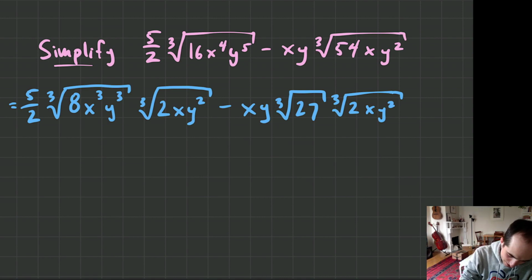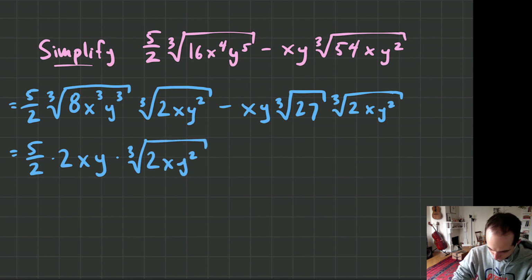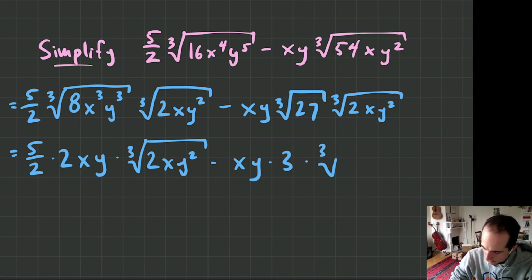Okay, so let's start taking these cube roots. So I've got 5 over 2, right? That part doesn't change. And now I can take the cube root of this. So the cube root of 8 is 2, so I'll write times 2. The cube root of x cubed is x, and the cube root of y cubed is y. And then I'll just write everything over here. This is the part that we can't take the cube root of, so we've got 2xy squared minus xy times, well, the cube root of 27 is 3 times whatever's left over, so I've got 3 times 2xy squared.